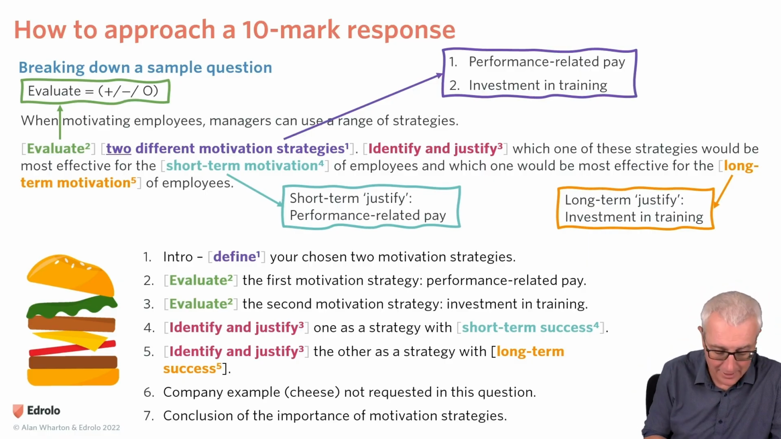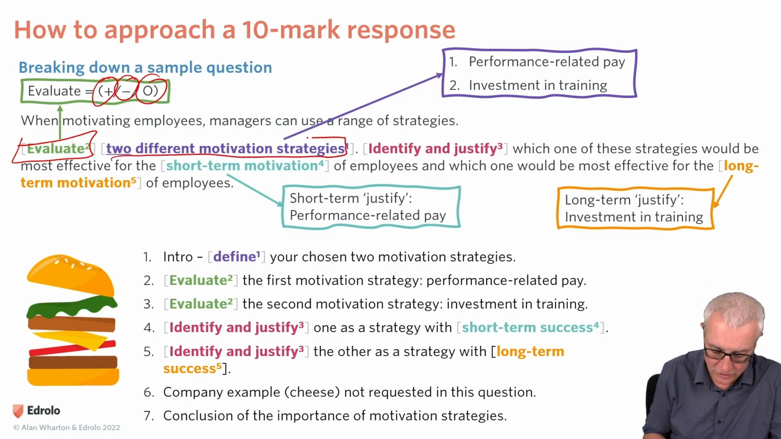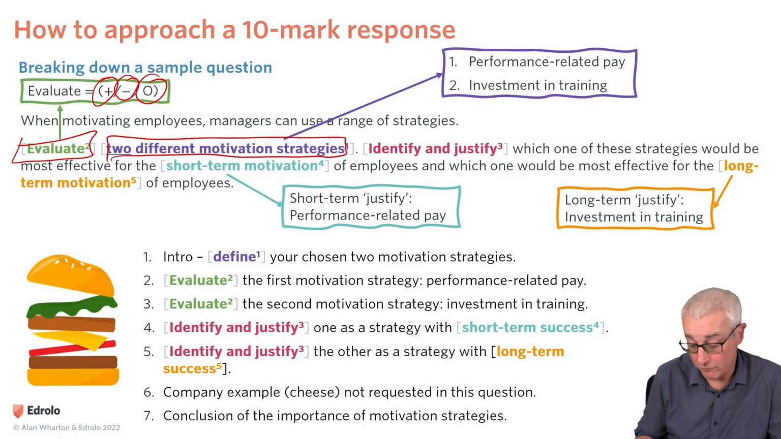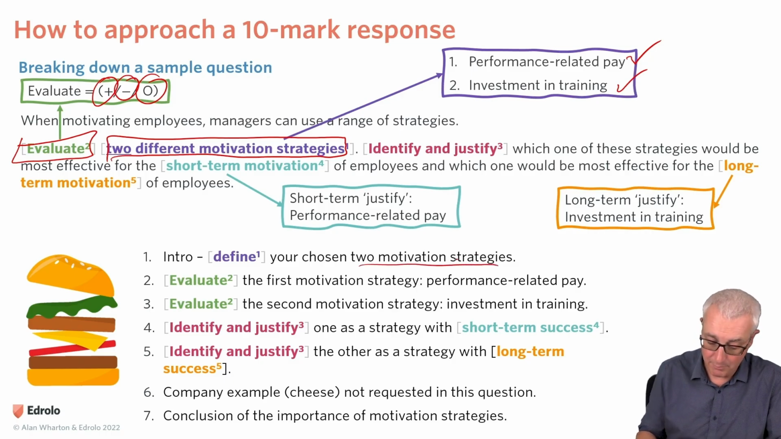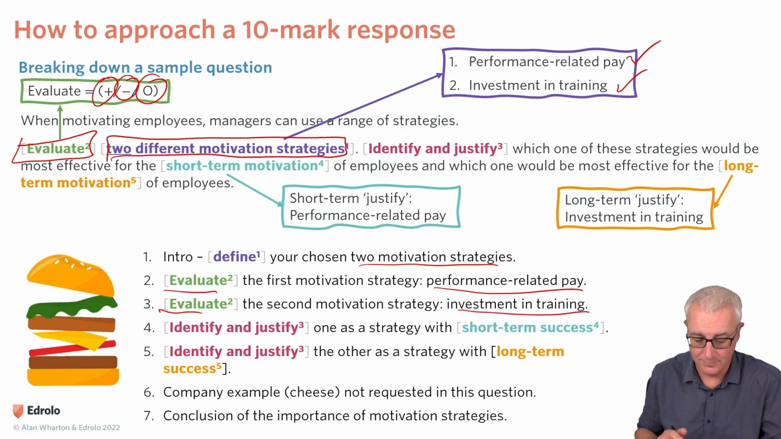First of all, the evaluate, okay? So I've said already, we're looking for the strengths, weaknesses, and opinion, okay? We've got that in our head of 2 different motivational strategies. Okay, now you're going to see here, I've already dot pointed in my head if I was approaching this question. I'm going to do performance-related pay. I'm going to do investment in training. Okay, so I'm going to have my definition about the two strategies, and then I'm going to pick these and do an evaluate on performance-related pay, and then an evaluate on investment in training. This is where my meat's going to come in. Okay, my meaty parts of the burger.